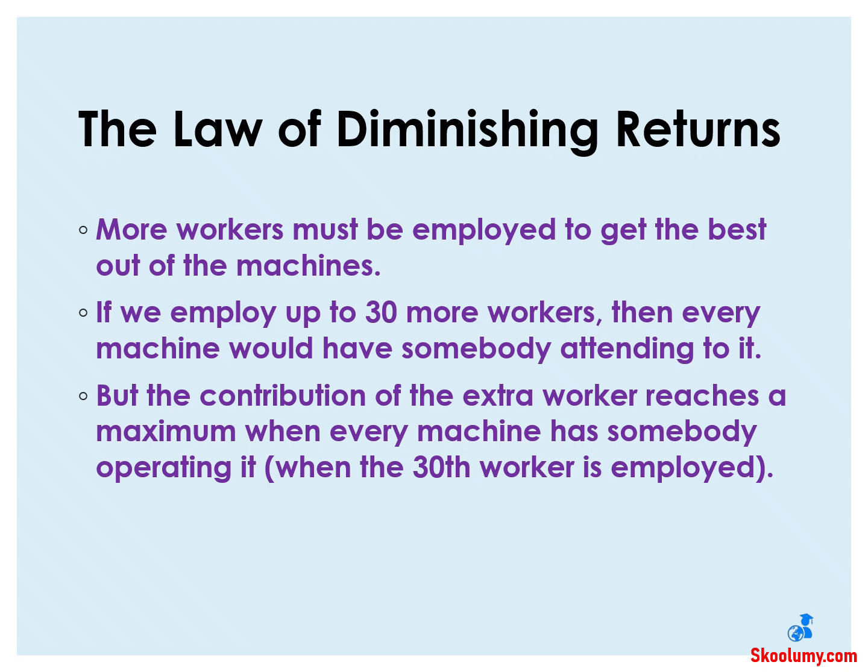If the factory wants to get the best out of the machines, it will keep employing more workers. Every extra worker has enough machines to work with, and his contribution to output rises. If we employ up to 30 more workers, then every machine would have somebody attending to it. The output of the additional worker rises to the maximum when the extra 30th worker is employed. That makes it 50 workers to 50 machines.